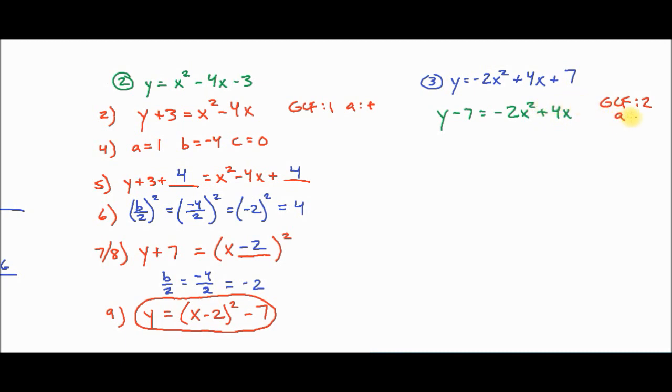The other thing we notice here is that the a value is negative, and that means the actual GCF we're taking out is negative 2. Let's go ahead and do that now. I'm going to write that in red. The left side stays the same. On the right side, we're going to factor out a negative 2. We're left with x squared minus 2x. Let's check our work. Negative 2 times x squared is negative 2x squared. Check. Negative 2 times negative 2x is positive 4x. Check. Okay, so we've factored out that negative 2.